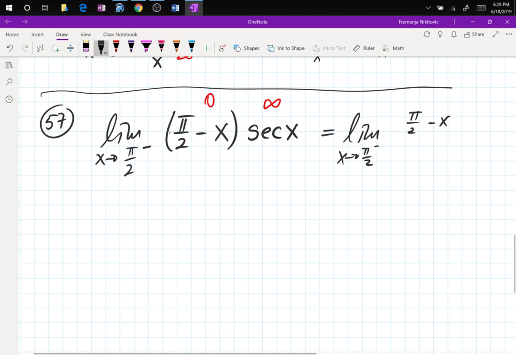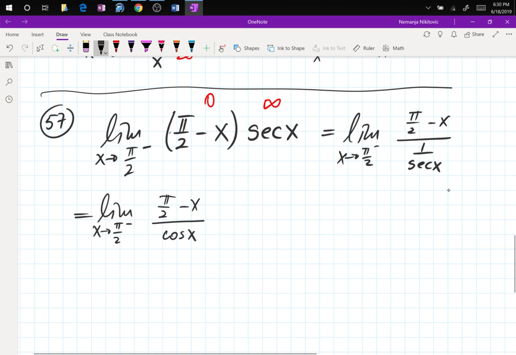Pi over 2 minus x stays upstairs. 1 over secant x goes in denominator. 1 over secant is a cosine, yes. So we are still doing algebra. Remember, you have to copy the limit every step until you get to use it. So I have pi over 2 minus x divided by cosine x. Now when I plug in my pi over 2, I get 0 divided by 0. This is where L'Hopital kicks in.